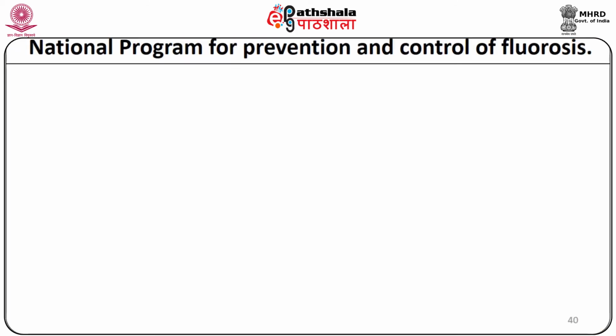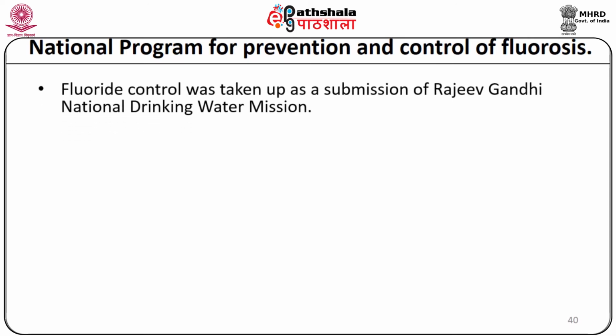In fact, the National Program for Prevention and Control of Fluorosis in India has been taken as a sub-mission of Rajiv Gandhi National Drinking Water Mission, which is a very large mission for water supply. In Rajiv Gandhi National Drinking Water Mission, there was an attempt to provide safe water in adequate amount in terms of quantity.